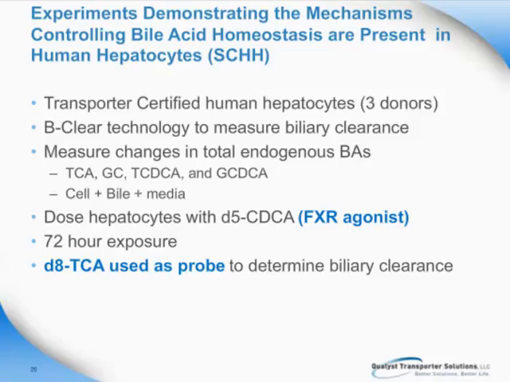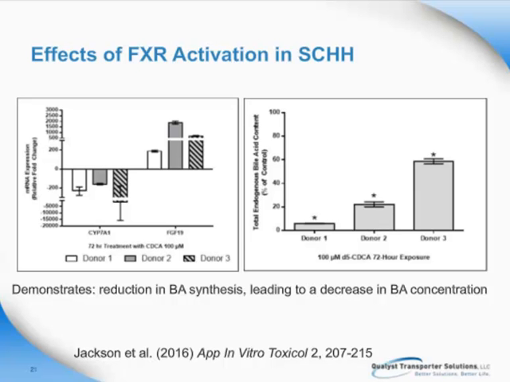So now how do we look at some of the other pathways, such as FXR modulation, through other mechanisms? And these experiments were set up using 3 donors, using B-CLEAR technology, which is a way to measure biliary clearance. Then looking at total changes in endogenous bile acids. And those bile acids are taurocholic, glycocholic, taurodeoxycholic, and GCDCA. We dosed the hepatocytes with CDCA, which is a potent FXR agonist, 72-hour exposures, and then we used a D8 labeled taurocholic acid to look at the effects on the cell system.